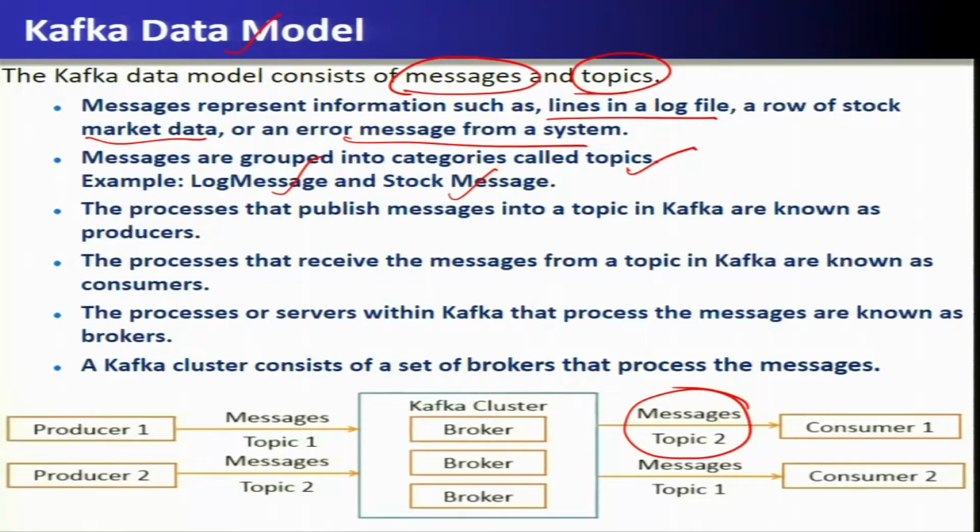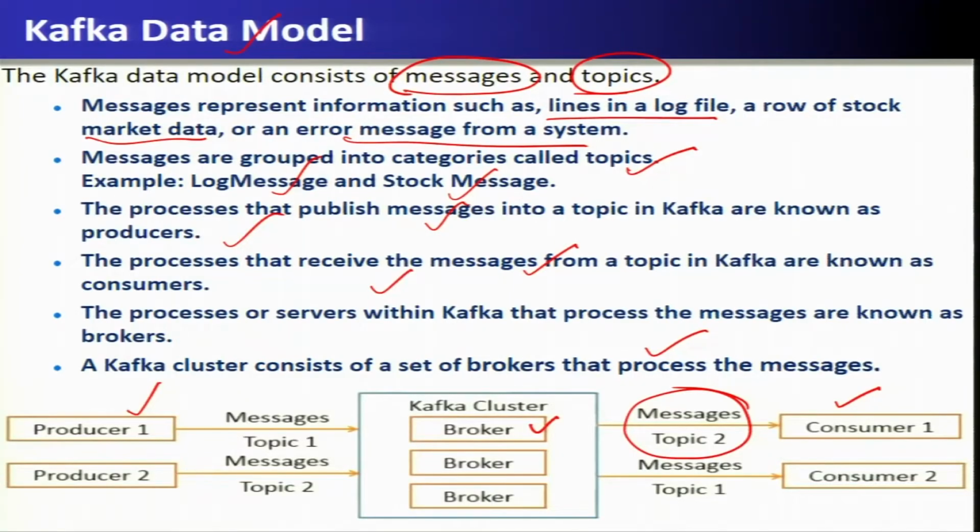Therefore, the processes that publish messages into a topic in Kafka are known as producers. The processes that receive messages from a topic in Kafka are known as consumers. The processes or servers within Kafka that process the messages are known as brokers. A Kafka cluster consists of a set of brokers that process the messages. So, this is the Kafka data model.